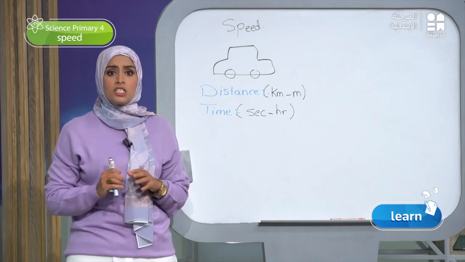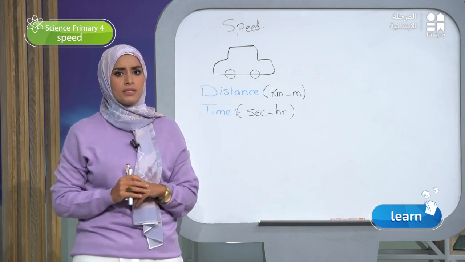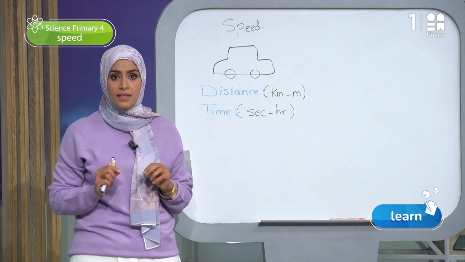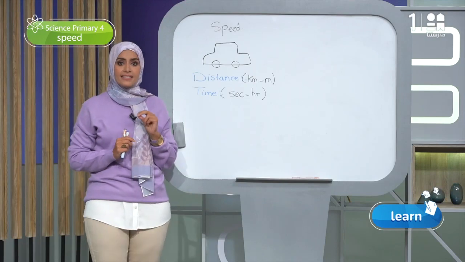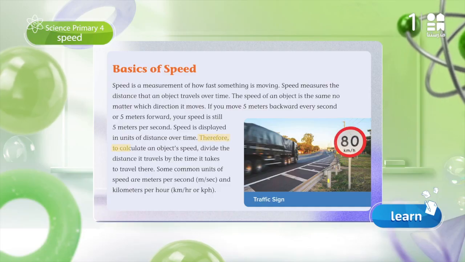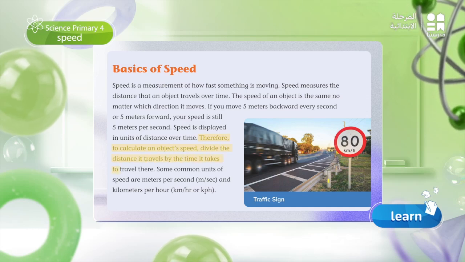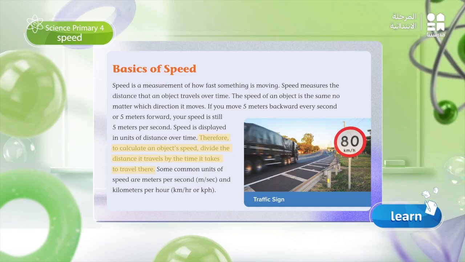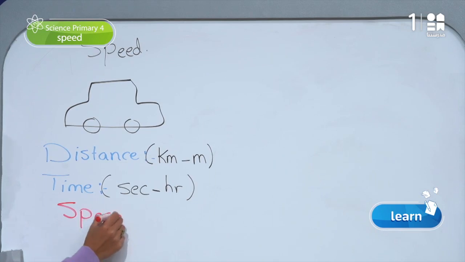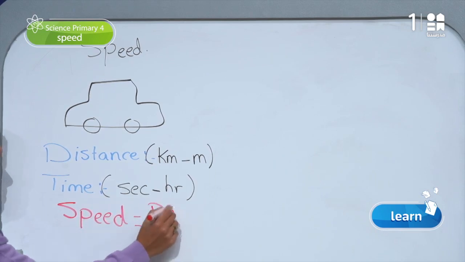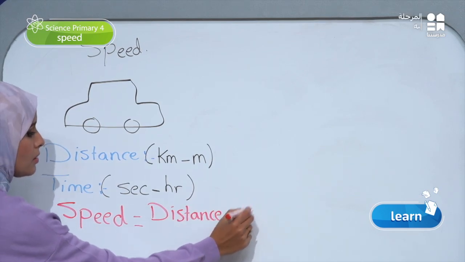Okay. This will take us to the second sentence that I highlighted, and I think it's very important. It gives a definition for speed and how we can calculate the speed of a moving object. The second sentence says, to calculate an object's speed, divide the distance it travels by the time it takes to travel there. Let's translate this on the board. To calculate the speed, we divide the distance by time.